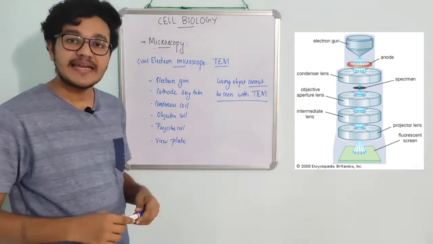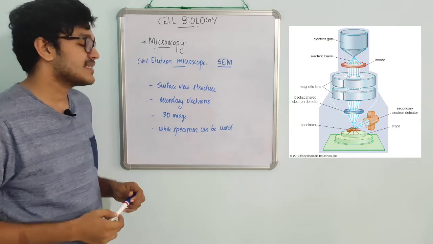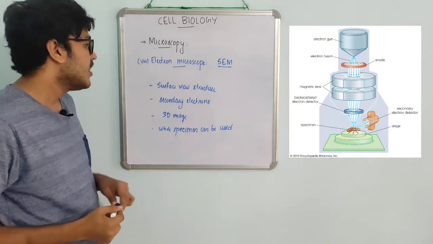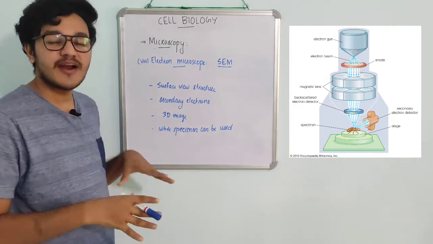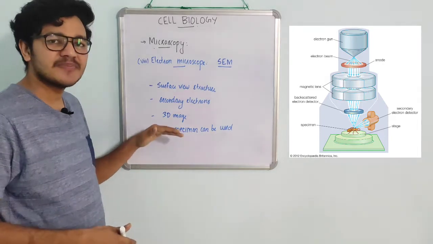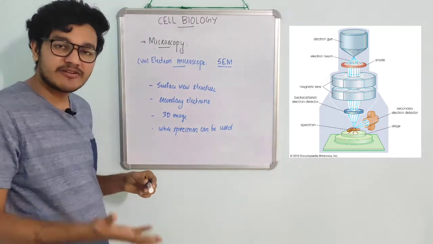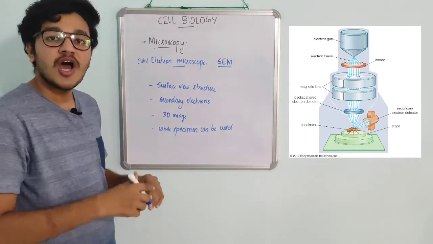Now let's see the scanning electron microscope. The next type of electron microscope is the scanning electron microscope, otherwise SEM. It is actually used for the surface view, to understand the surface structure of a biological specimen or any other material. The basic principle is that once electrons are shot, the secondary electrons reflected back are used to analyze the surface structure of the specimen.